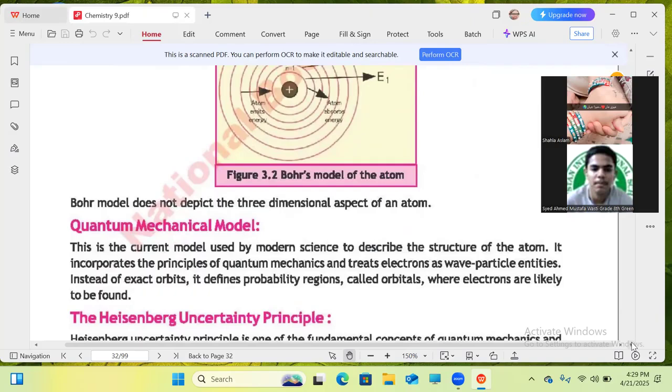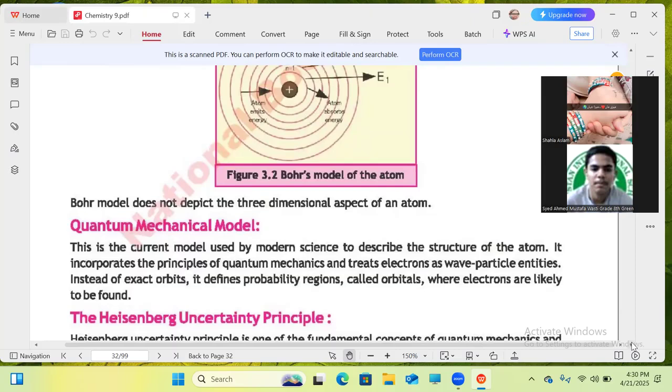Very good. The main difference between the quantum mechanical model and the Bohr atomic model is that the Bohr model describes the formation of shells or orbits, whereas the quantum mechanical model describes the world of orbitals. Understand that? The Bohr model prescribes a specific region in which an electron exists, whereas quantum mechanics tells us that it is not a specific region. It defines the probability region in which an electron is more likely to be found, and that region is named an orbital.